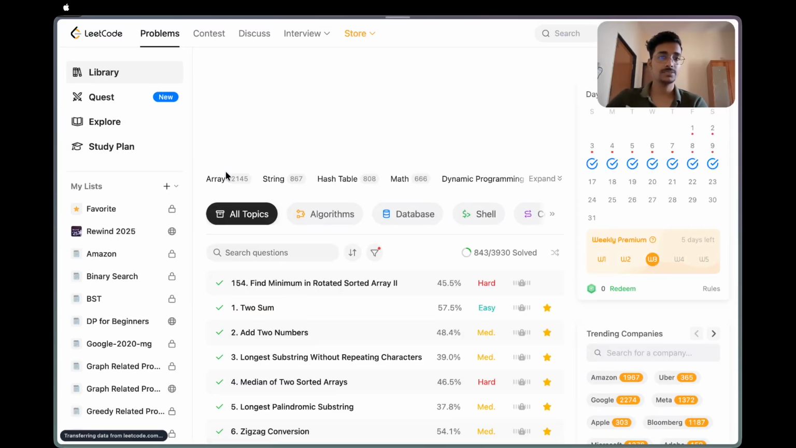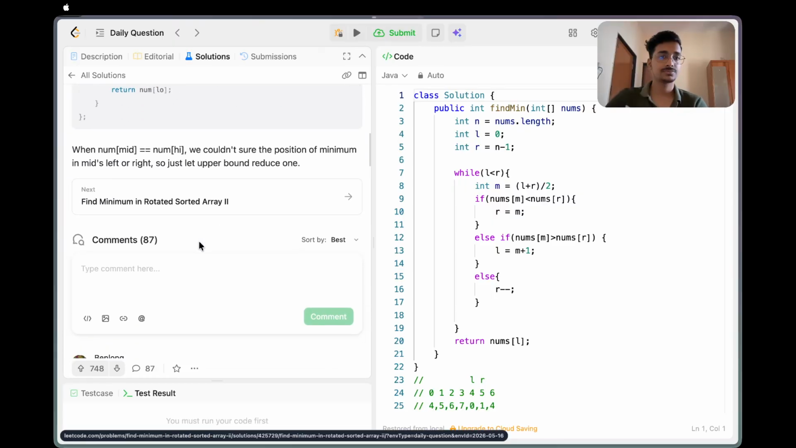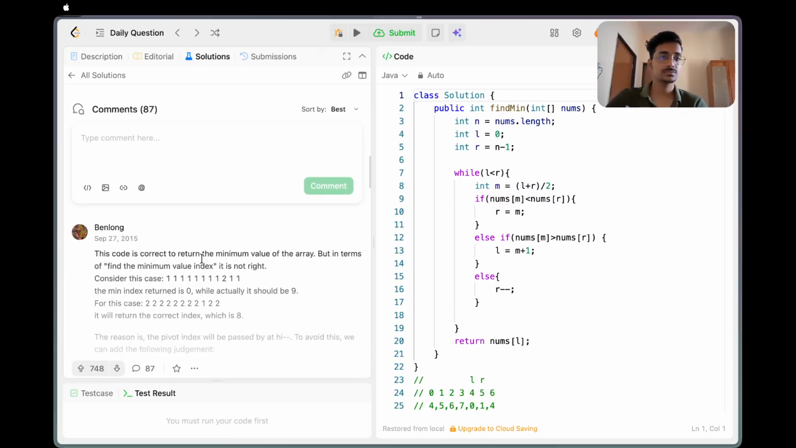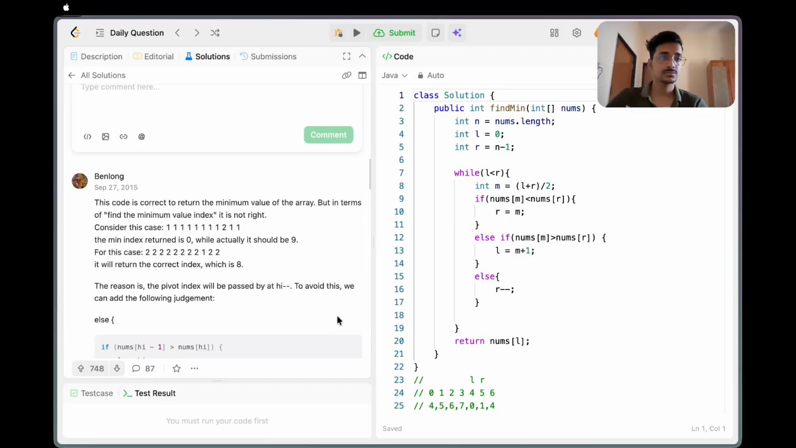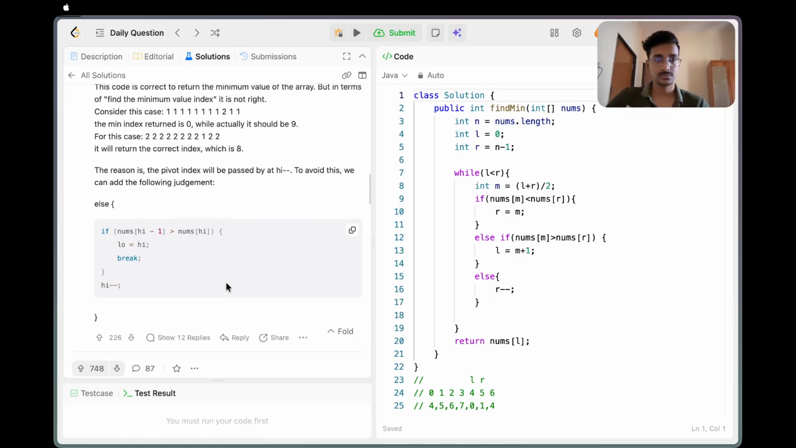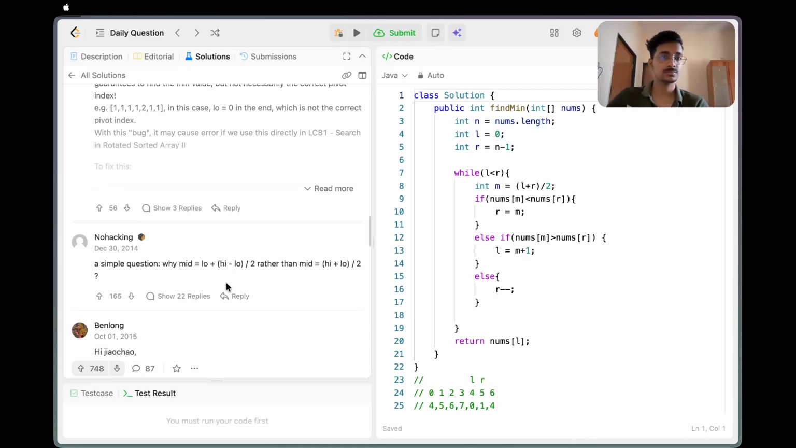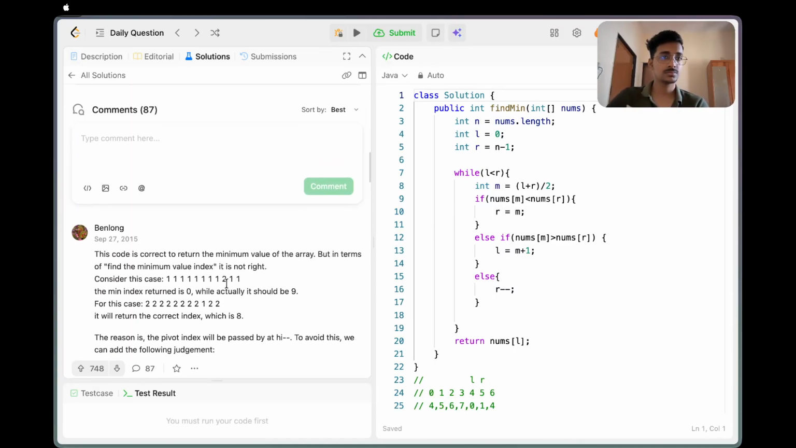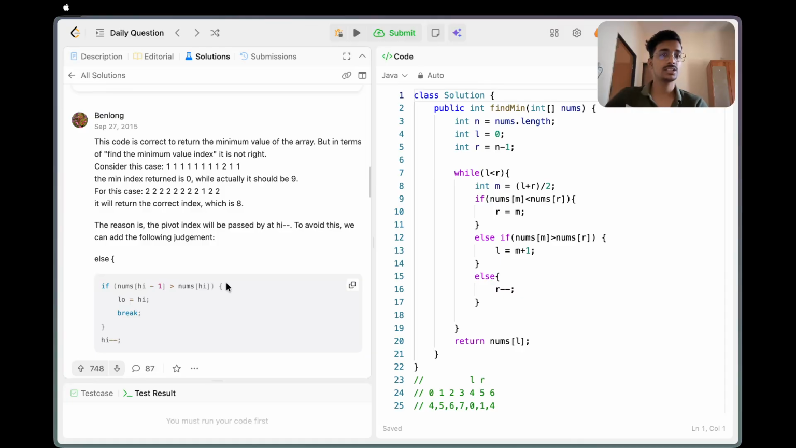Okay, my bad. The code is correct to return the minimum value of the array, but in terms of finding the minimum value index, it is not right. Consider this value: the minimum index is at 0, while actually it should be at 9.